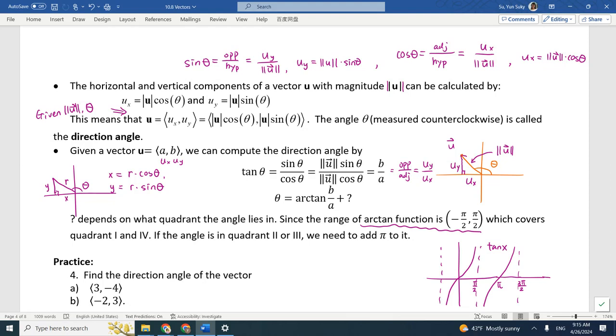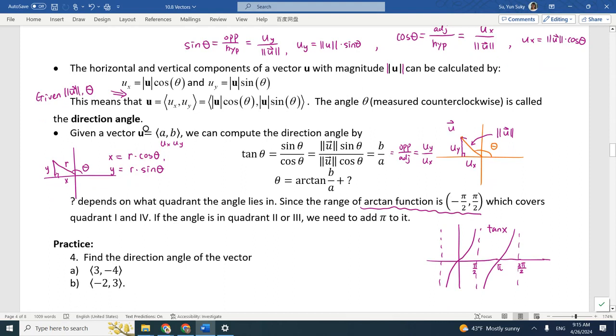And 3 pi over 2 is in quadrant 3. So you cover all the quadrants. Okay, so theta equals arctangent b over a if theta is in quadrant 1 and quadrant 4. It is arctangent b over a plus pi if theta is in quadrant 2 or quadrant 3.